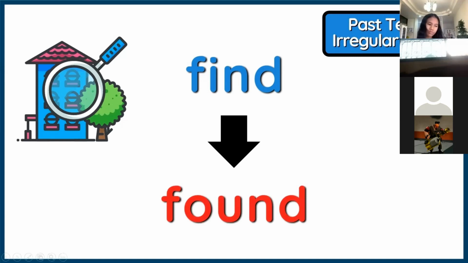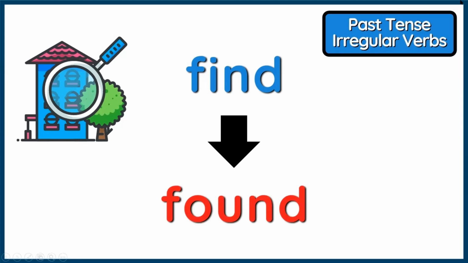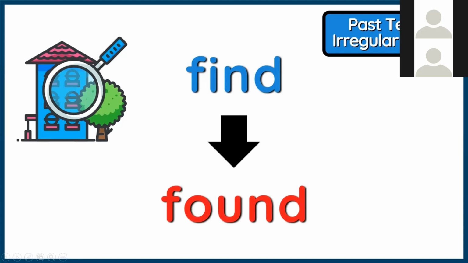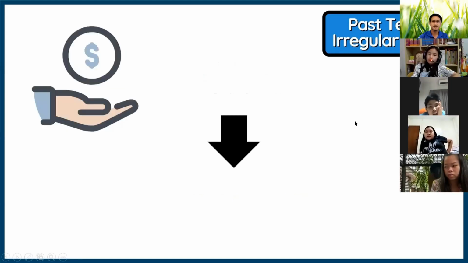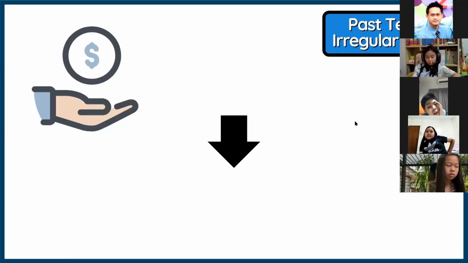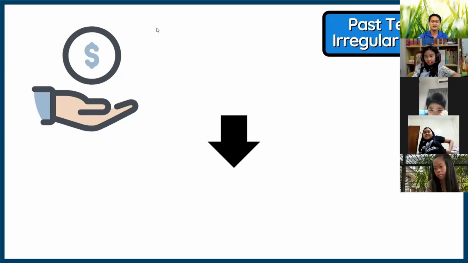F-O-U-N-D. Found. Next. Any guess? Can you see the picture now? Yeah. Okay. Any guess? Money.